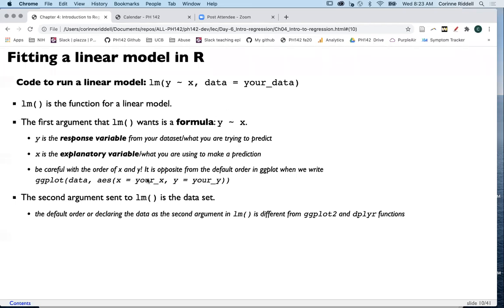Good, so we got all of that. One thing I do want to point out is that this order, Y tilde X, is the opposite of what we're used to from ggplot. In ggplot, we did data first, comma, aes, X, then Y. But here we're doing Y tilde X, comma, your data frame. So it's all kind of flipped around. Just keep that in mind, because that's a place where you can trip up on a test if you're writing this code and you get the order wrong. So keep track of these little differences.